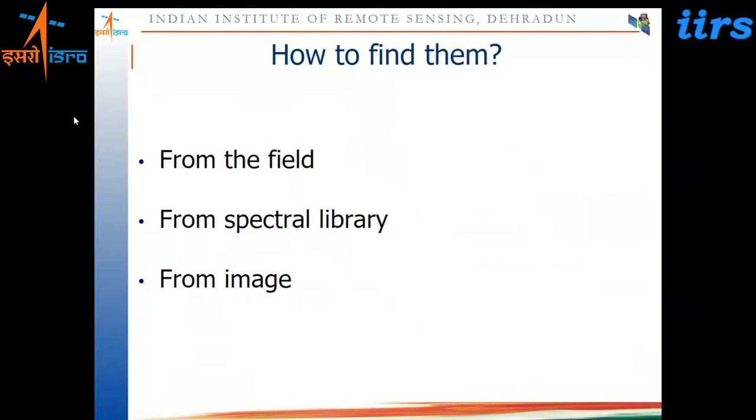Then the third is from the spectral library. For example, I cannot go to the field of that area, and I'm not able to identify the pure pixels from the image either. But I know that in the image there are A, B, C, D classes present. For example, there is talc, there is dolomite, there is calcite, and some rock phosphate minings are there. So I have got 3-4 classes: talc is there, dolomite is there, and some calcite is there. So what will I do?